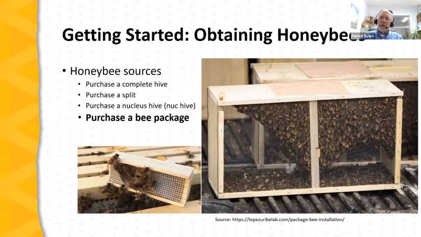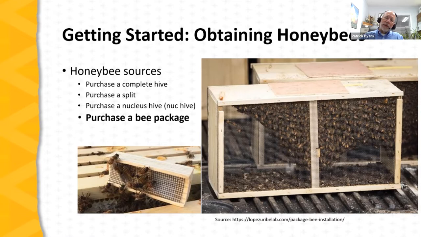Within the box is also a smaller box that contains the queen. You'll notice there in the lower picture, there is the queen's box. Again, she has a little bit of sugar candy to keep her happy, and the worker bees can keep her fed and watered through the screen.